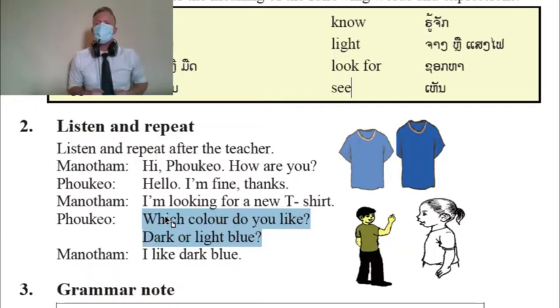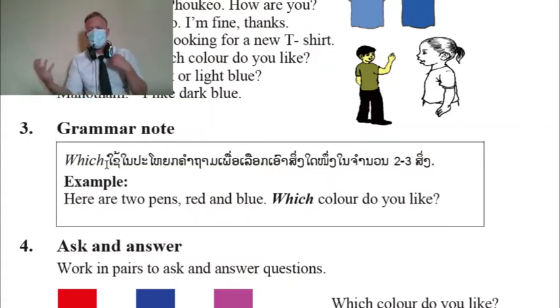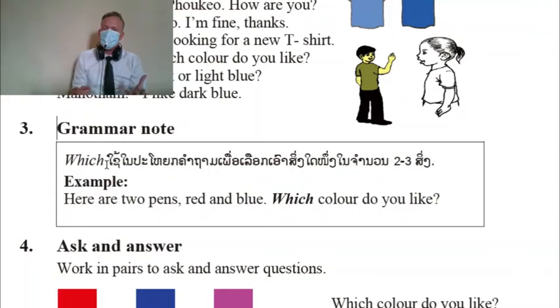Okay, let's take a look at the grammar note on number 3. As you can see with the grammar note, unfortunately I cannot read this loud text right here, but which just is when we have two options, just like I said. So let's look at the example. Here are two pens, red and blue. Two options. Which color do you like? So you either like red or blue.